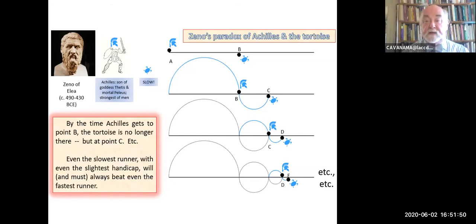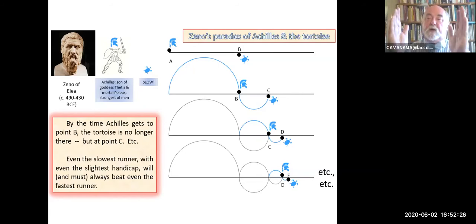Okay, well, can Achilles get to point C? Yes, he can, but is the tortoise going to be there? No, he's going to get to point D. Now, point D is a little closer to C than C was to B, but there's still a distance. Okay, and is Achilles going to get to point D? Yes, but the tortoise is not going to be there. So Zeno's point seems to be, as long as you give the slowest runner in a race, even a very slow runner, even a slight handicap, first of all, the fastest runner will never catch up with the slowest runner. Secondly, the fastest runner will never pass the slowest runner and win the race. The slowest runner will always win the race.